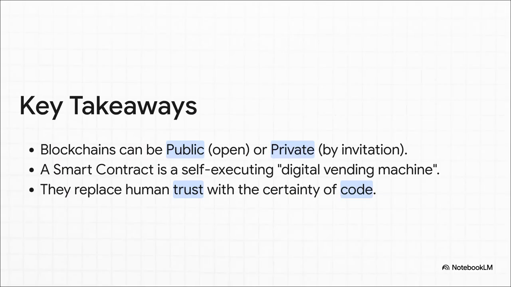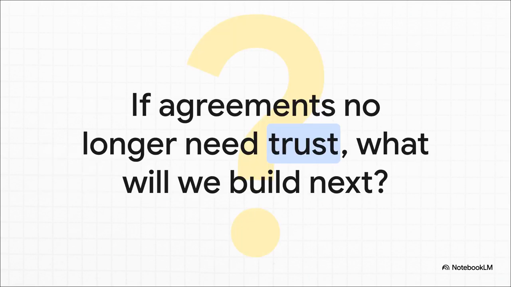So, let's bring it all home with the key takeaways. First, blockchains are not one size fits all. They can be public and open for everyone, or private and controlled. Second, a smart contract is really just a digital vending machine that automatically enforces an agreement. And maybe most importantly, this technology lets us build systems that replace the need for human trust with the absolute certainty of code. And that leaves us with a really fascinating final thought to chew on.